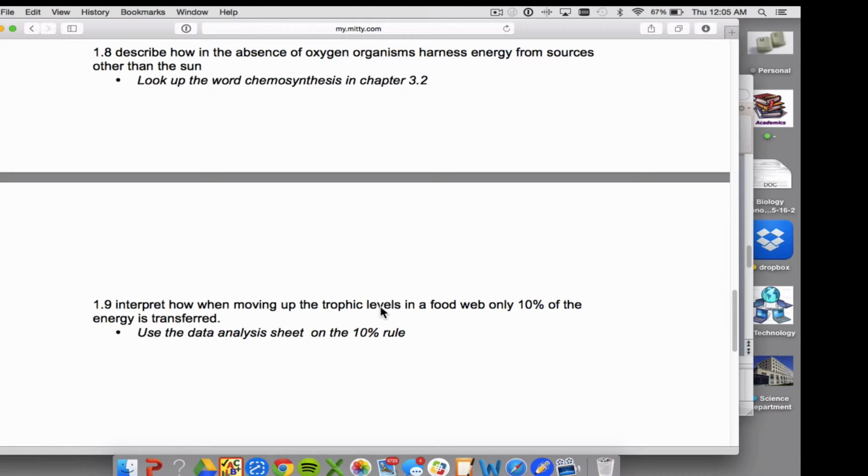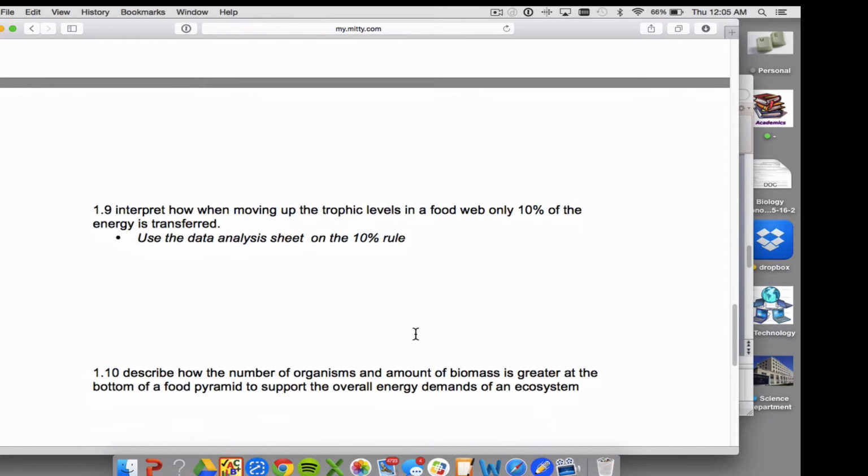1.9 talks about trophic levels. Remember, trophic level is an energy level in a food web or food chain and forms part of an energy pyramid. And here we talk about the 10% rule. We say that only 10% of energy is passed from one organism to the next. Period 1, you've done the 10% rule. Periods 2 and 5, you haven't done it yet. Period 5, I'll give you the worksheet and you can have a little go at this in class on Friday.